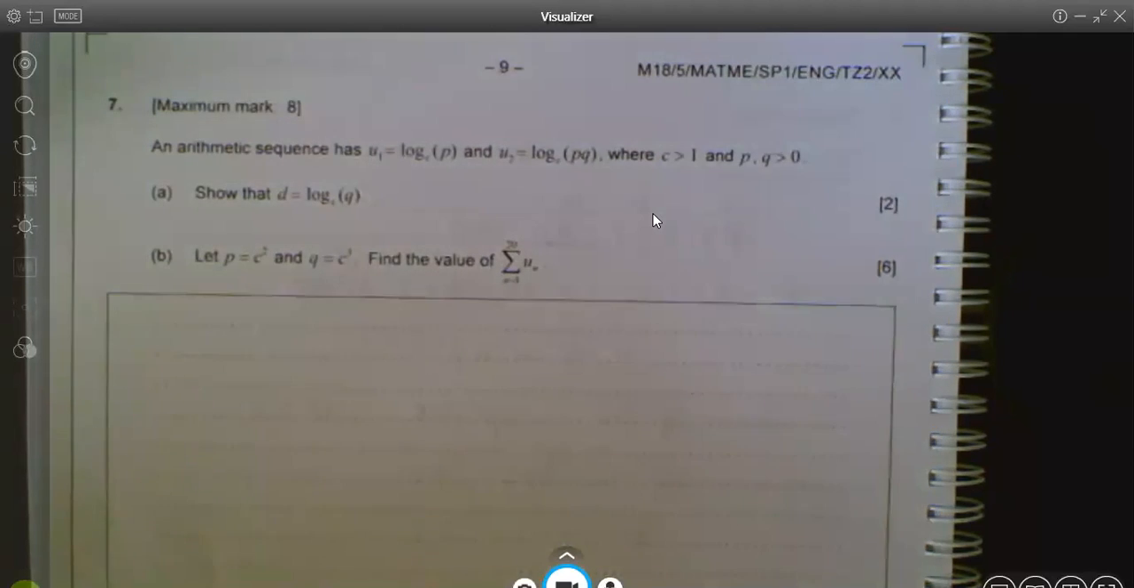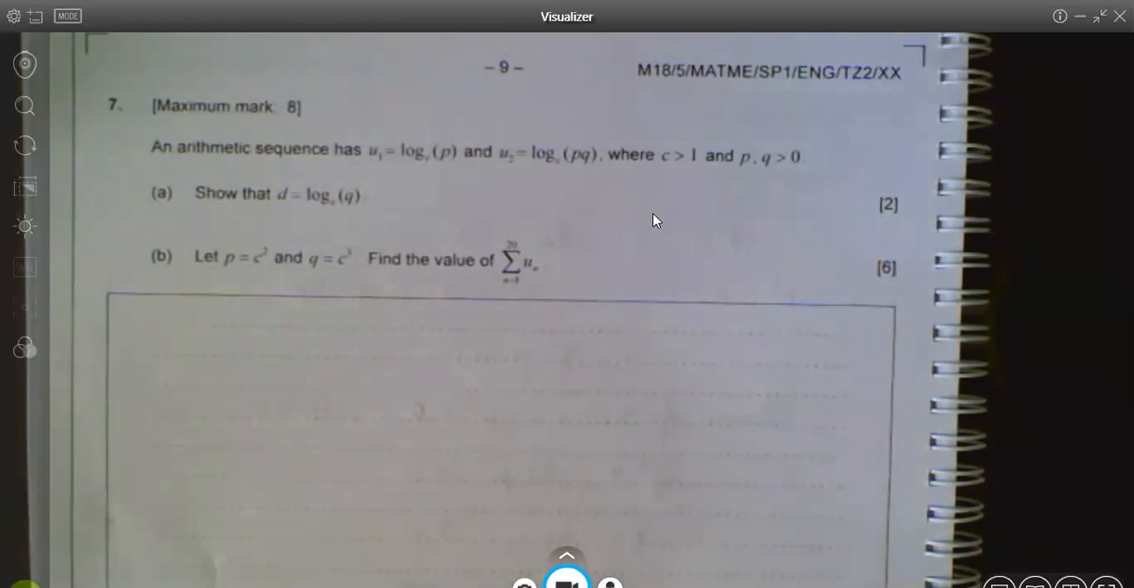An arithmetic sequence has u1 equals log to the base c of p and u2 equals log base c of pq, where c is bigger than 1 and p, q are both bigger than 0. Part A, show that d is log to the base c of q. And part B, if p is c squared and q is c cubed, find the exact value of the given summation.